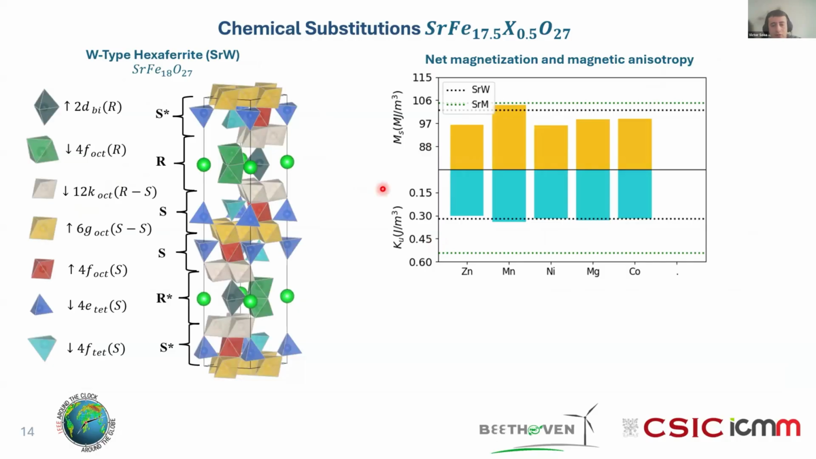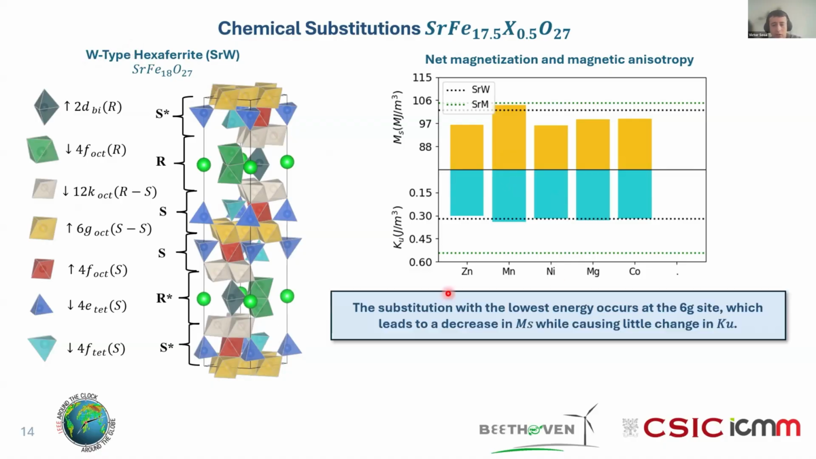For the case of chemical substitution, we studied what happens when we replace one iron by another ion in the W-type hexaferrite, and what we found is that the ions tend to go to this position again, this new crystallographic position. The effect is that there are no big changes in anisotropy for the different ions, while the magnetization decreased in most cases, with the exception of manganese. The reason for the decrease of the magnetization is that at the end what we are doing is replacing iron with another ion with a smaller spin moment.